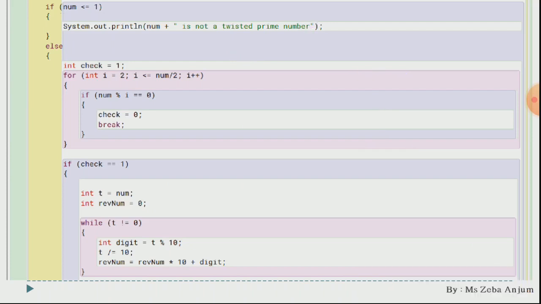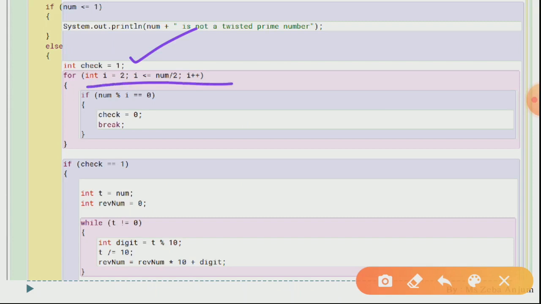Okay, otherwise, if your number is greater than 1, then you are going to calculate the prime number at the very first position. Now see over here we have check equals to 1. Now for the prime we are going to apply this loop: i equals 2 till i less than or equal to num divided by 2.